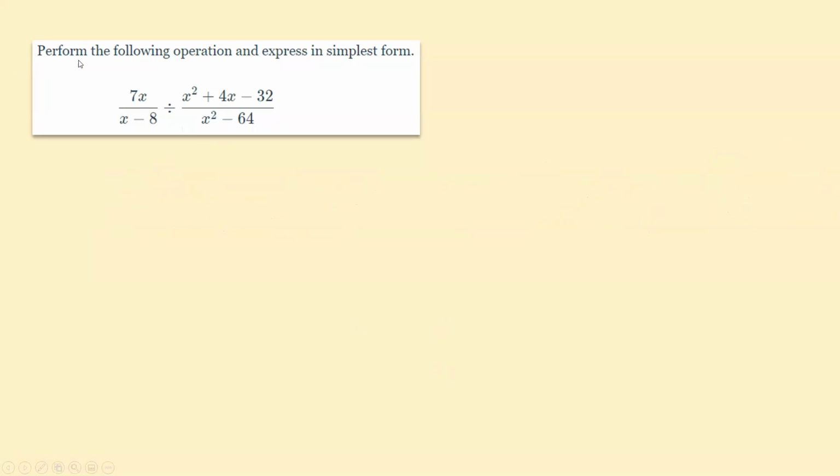And here we have another one: perform the following operation and express in simplest form. This time we are doing division, which, if you remember the way we divide, let's say I have 3/4 divided by 7/4. The way we do that is we change the operation to multiplication, and we take the reciprocal of this.